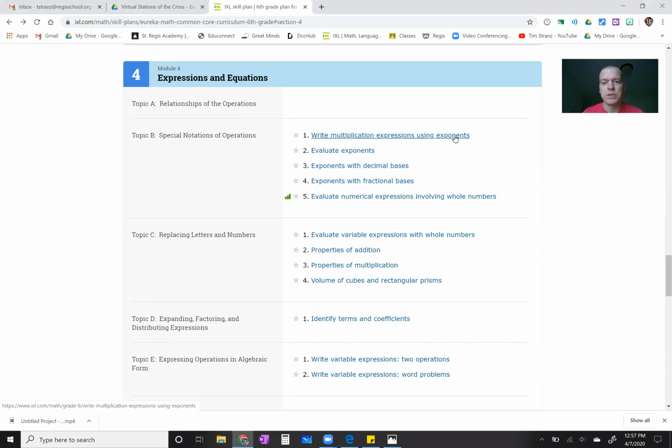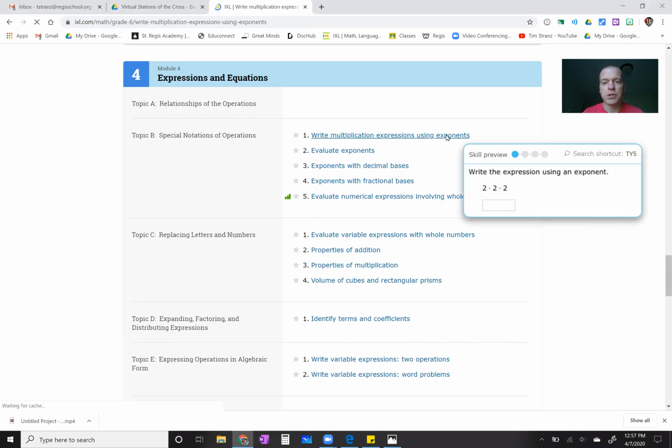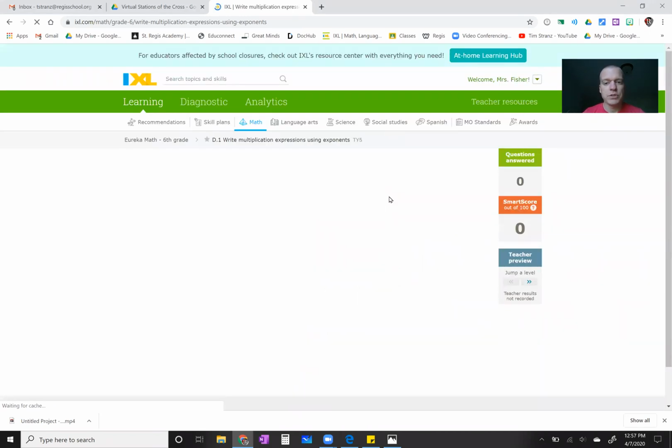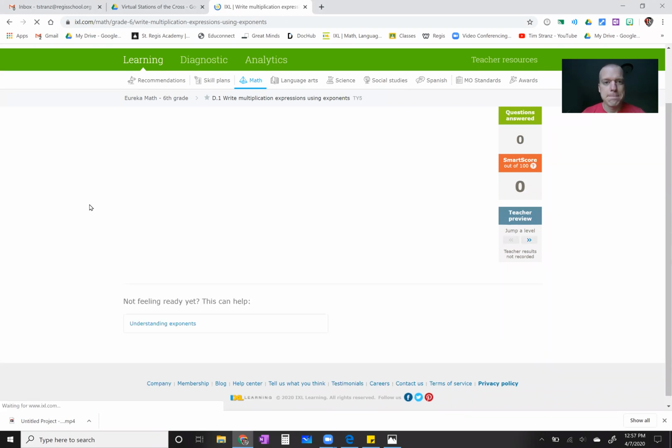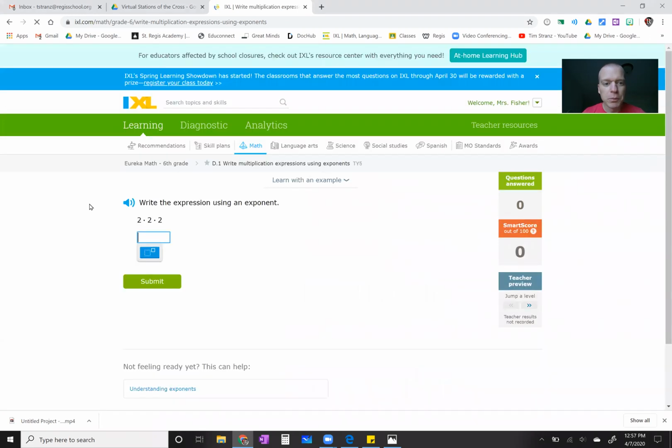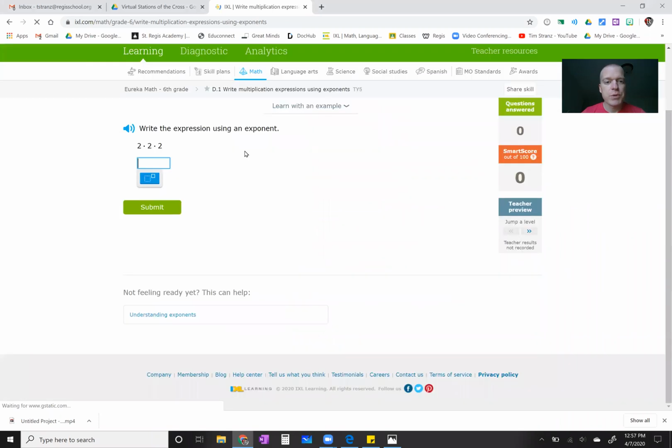Okay, let's look at the first one together. Write multiplication expressions using exponents. Okay, so if we look at this one, it's going to load up here, maybe. Wake up IXL. Hello, good morning. Here we go. Okay, so write the expression using an exponent.